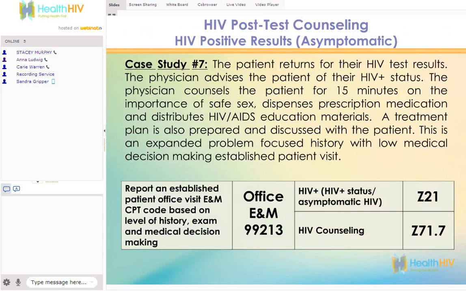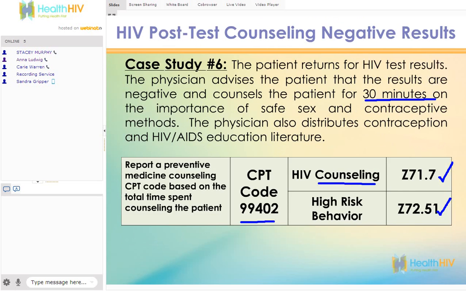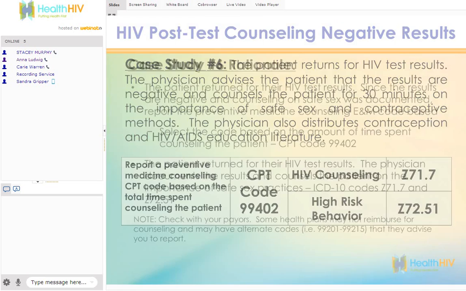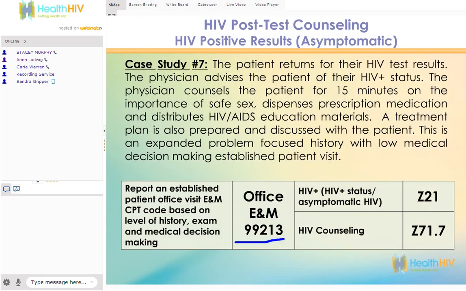This is another established patient visit utilizing the E&M code. Let's go back to that one. So basically it's a similar encounter. This one, because the patient came in for their results and the physician advised the patient that they're HIV positive, now there is medical care being provided to the patient.